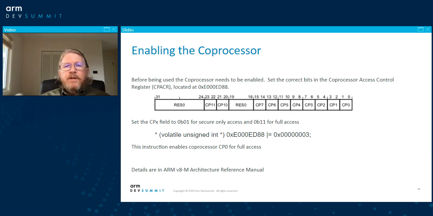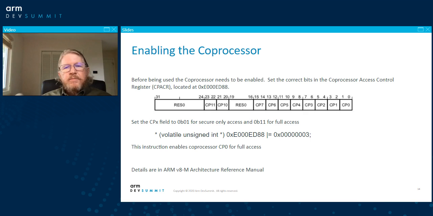Now, before we can use the coprocessor, we need to enable it. And enabling it means writing a specific bit pattern to the coprocessor access control register on the Cortex M33. The Cortex M33 has a bank of system control registers that start at 0xE0000000. The coprocessor access control register is located at an offset of ED88.